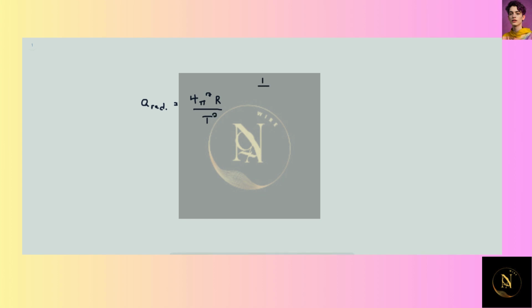In this case, 1 over T is equal to the number of revolutions per second. And so if I solve this for T, I get that T is equal to 2 pi times the square root of r over g. And this is really the key equation in this problem.